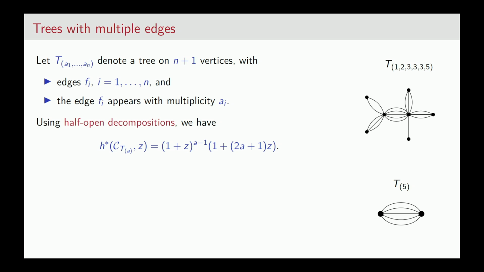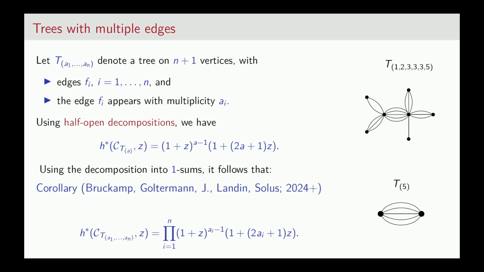And that's what we are doing. We use what is called a half-open decomposition, and there we need the triangulation to compute the H-star polynomial of such a multiple edge. And again, it factors really nicely. For example, if A equals 1, then you will just recover the H-star polynomial of an edge, because then this is 1 plus c to the zero, and this is 1 plus 3c. That's again what we had. And now putting everything together, you get this product formula for the H-star polynomial of trees with multiple edges.